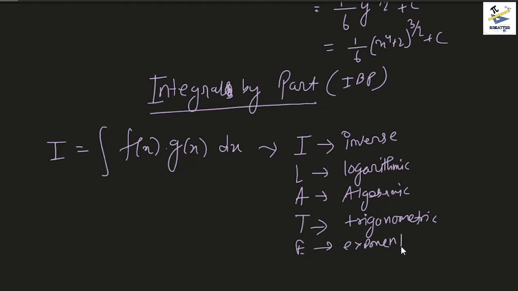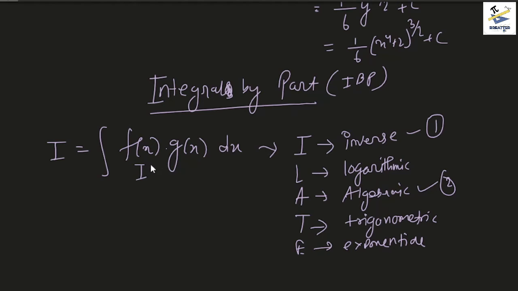So why is this order important? The function you choose should be the one which is higher up the list. If there are two functions in multiplication form, where one is an inverse function and the other is algebraic, then you would have the inverse function as the first function and the algebraic as the second function. So if a function is higher up on the list, you would name it function 1 and the other one would be function 2.